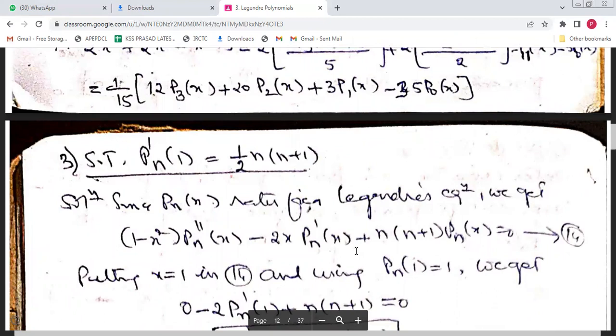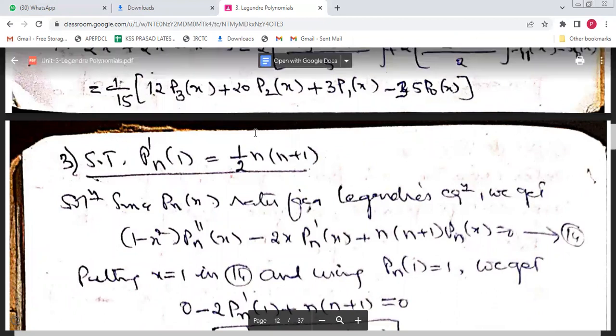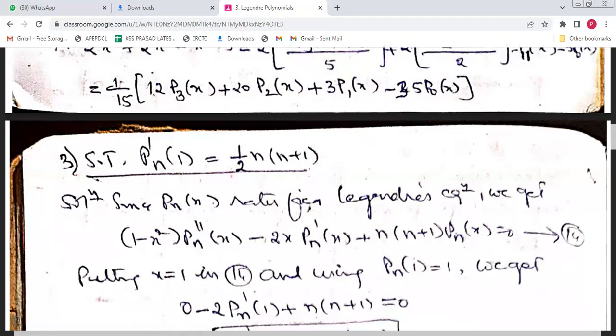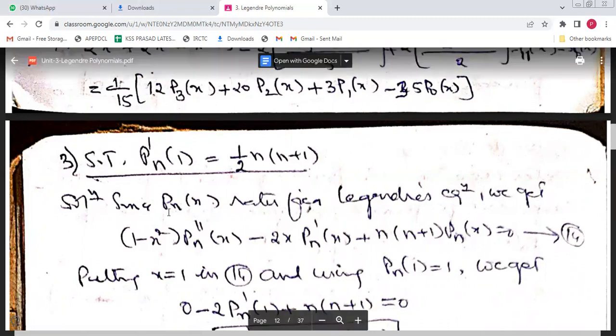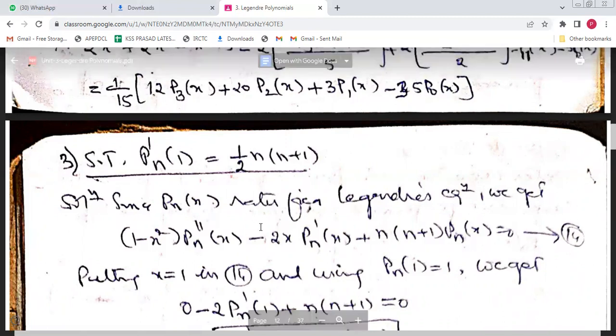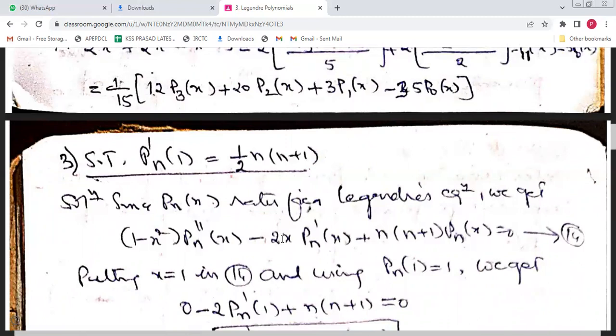Now in this equation, we are going to put x equal to 1. Why? Because we want to calculate Pn dash at 1. If we put x equal to 1, this automatically becomes 1 minus 1, that is 0. So minus 2 into 1, that is minus 2 times Pn dash at 1, plus n into n plus 1 times Pn of 1. And we know that Pn of 1 is equal to 1.